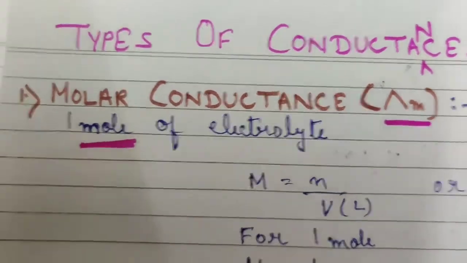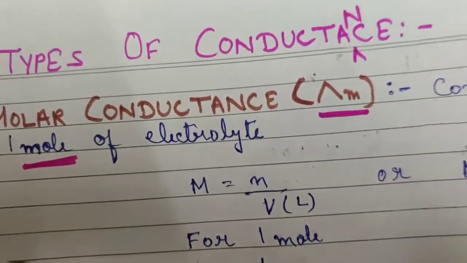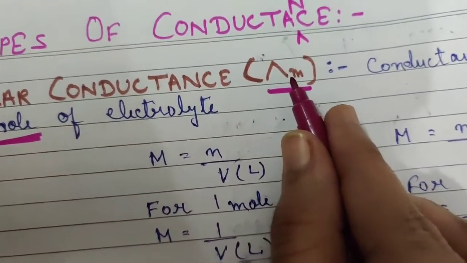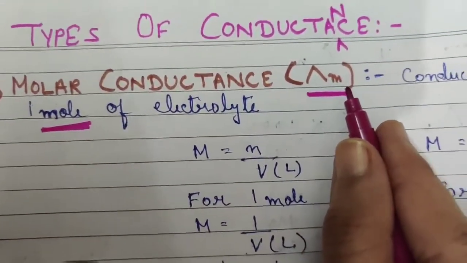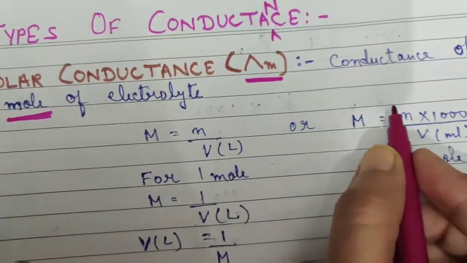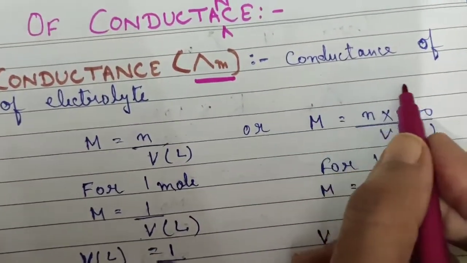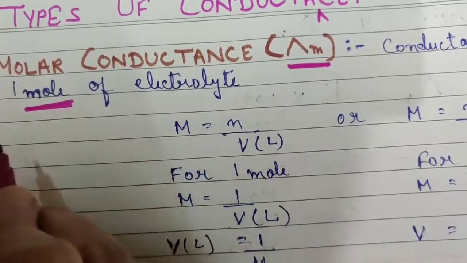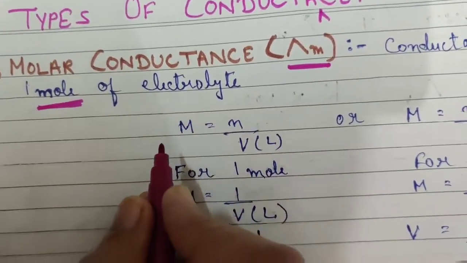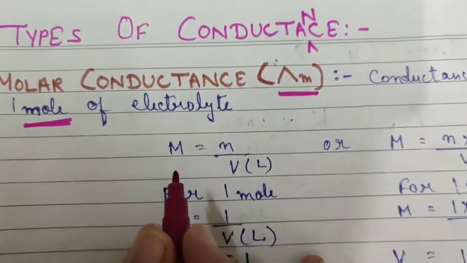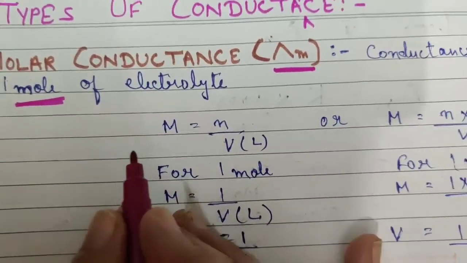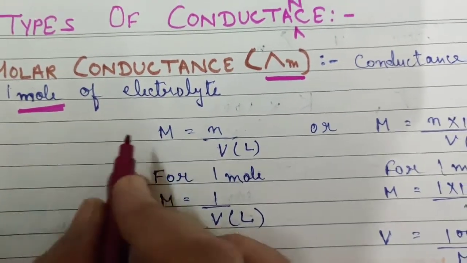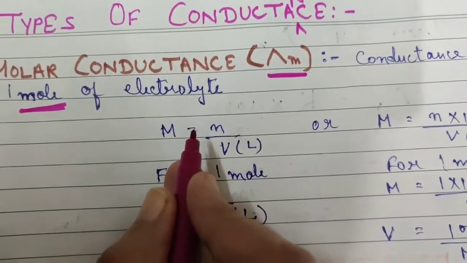So the first type is molar conductance, which is represented by capital M, as you can see here. M is to indicate that we are talking about molar conductance. And how do we define molar conductance? Molar conductance is defined as the conductance of 1 mole of electrolyte. So if in a container you have taken 1 mole of any electrolyte, then the conductance of that particular electrolyte is considered as molar conductance.